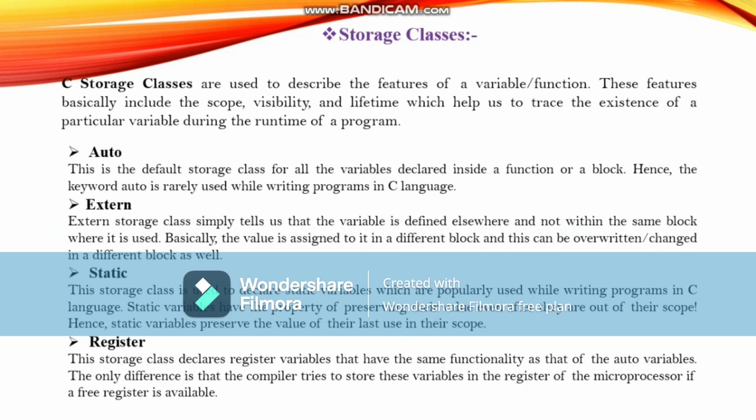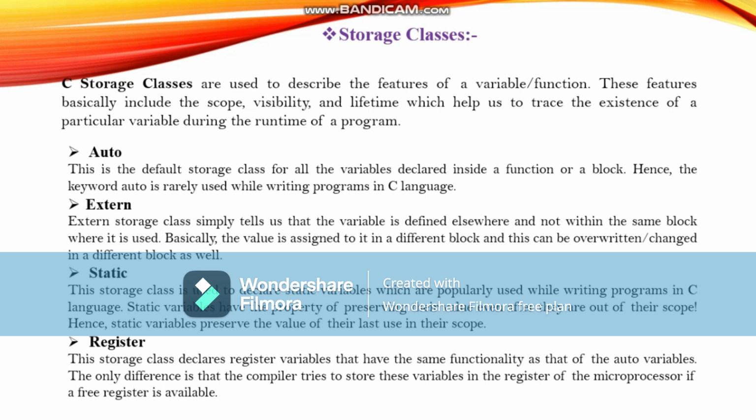Last in the C language are the points on storage classes. C storage classes are used to describe features of a variable or function: the scope, visibility, and lifetime, which help to trace the existence of particular variables during the runtime of a program. Auto is the default storage class for all variables declared inside a function or a block. Hence, the keyword auto is rarely used when writing programs in C language.